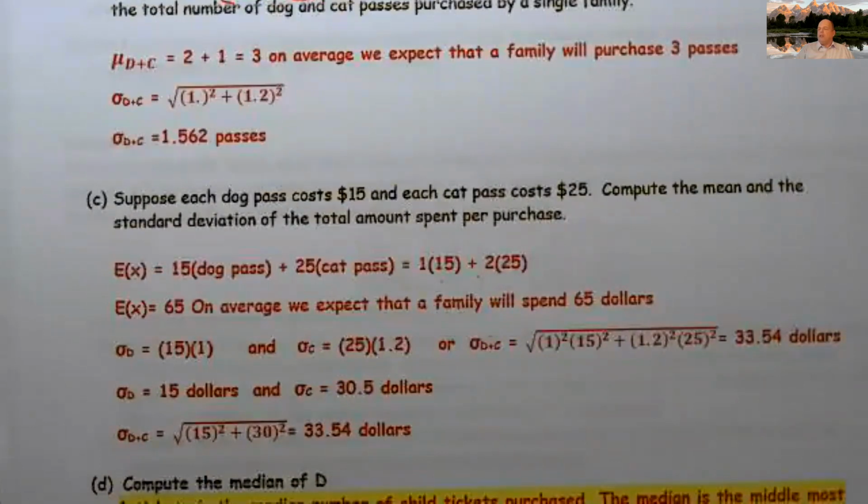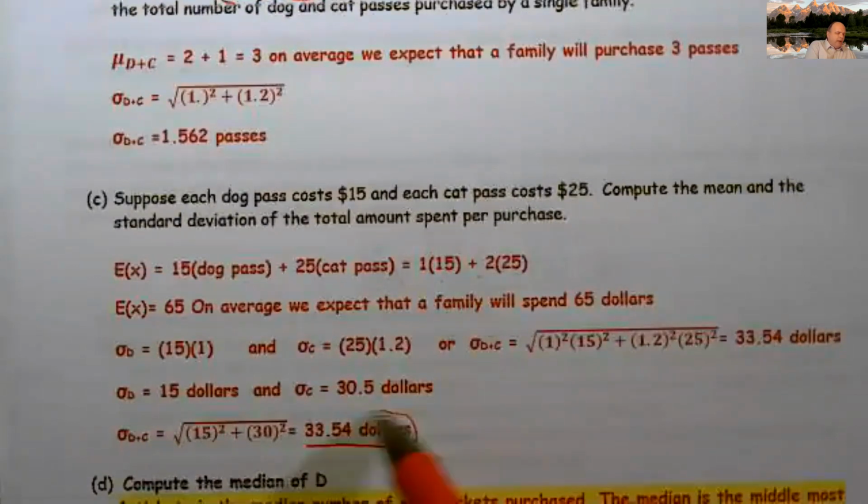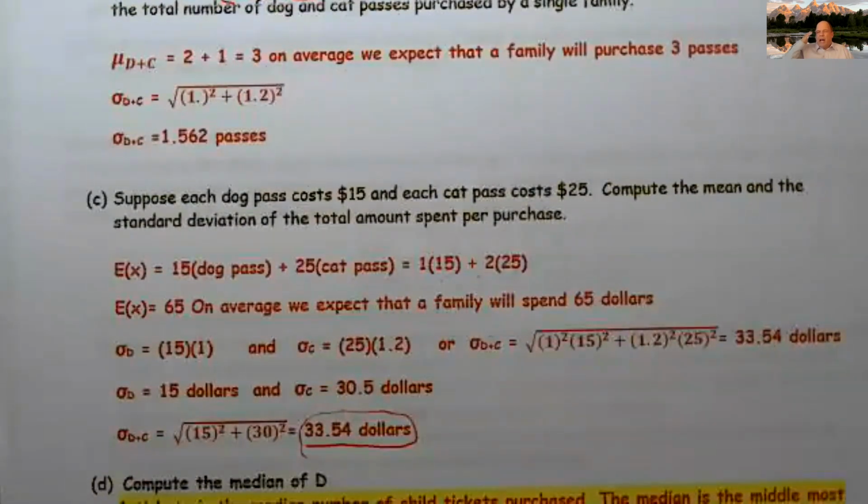We already know that they're independent. Because they're independent, we can combine them. And so I have to convert them to a variance. So 15 squared for the dogs plus 30 squared for the cats, added together, and take the root of it, gives me $33.54. That's the way I like to approach this problem in my head.